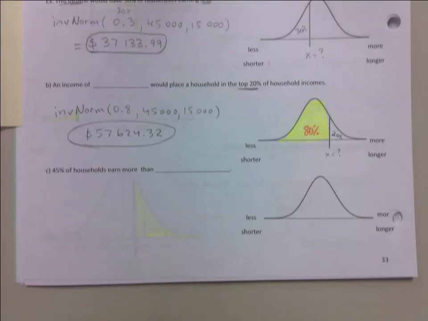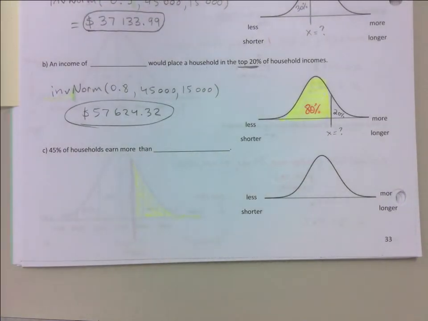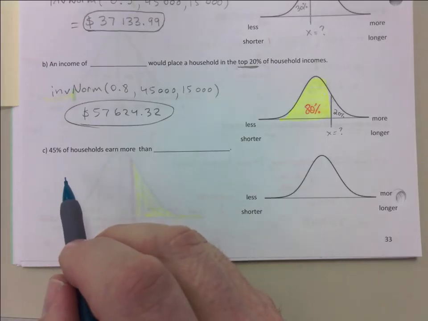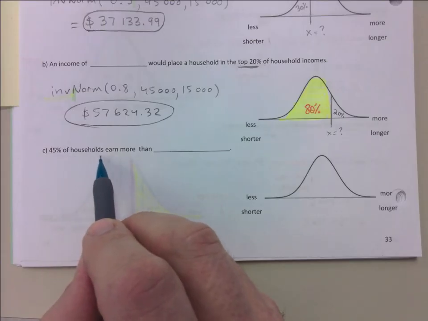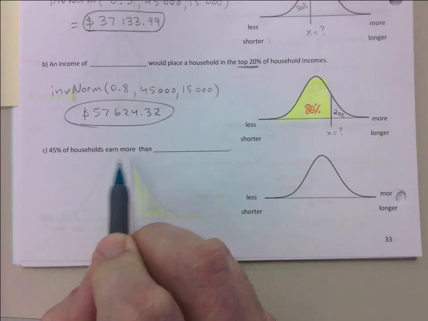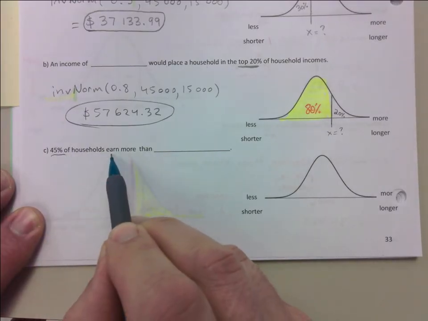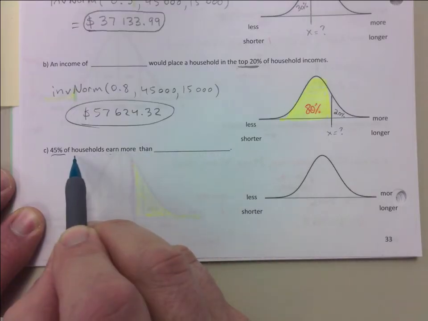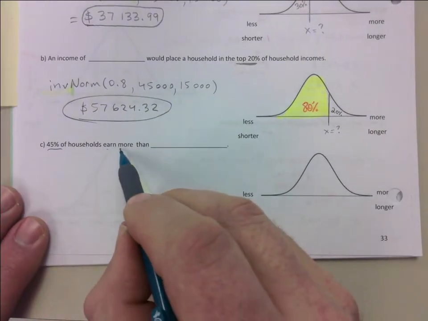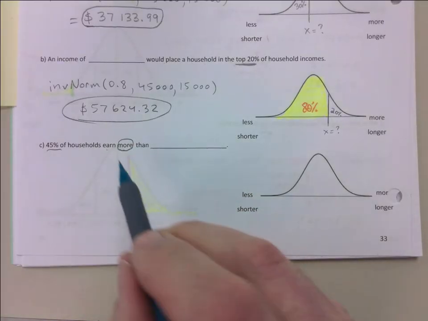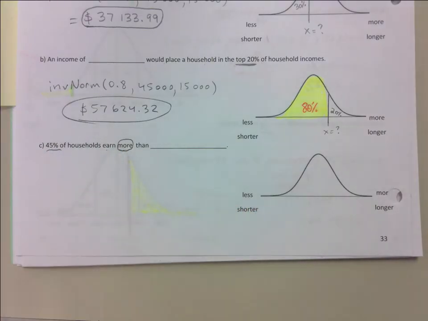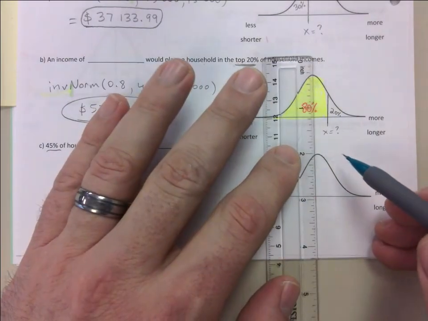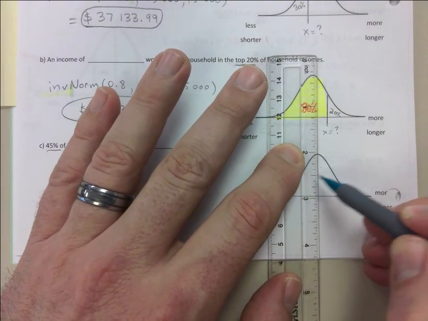All right, next. Unfortunately, there's not going to be a whole lot of work time today on this one. 45% of households earn less than this income. Oh, sorry, earn more. My bad. I'm not reading correctly here. Earn more. So this is indicating to you that the 45% is to the right of that value you're interested in. So 45%, I would say this would make it 50-50.